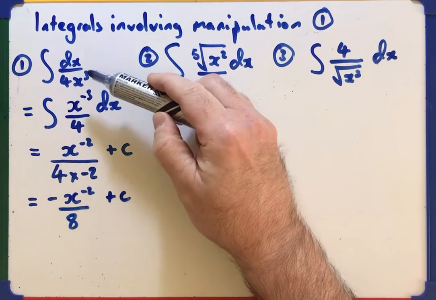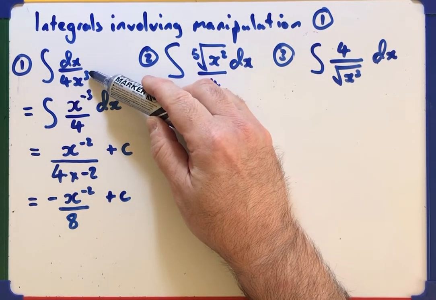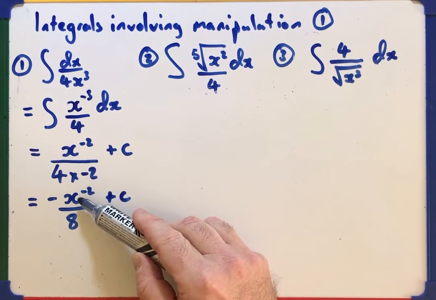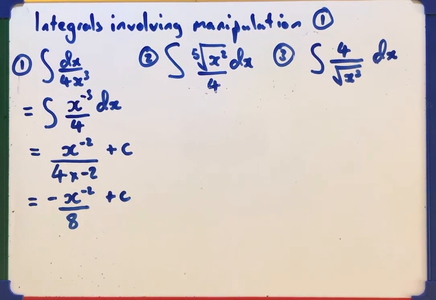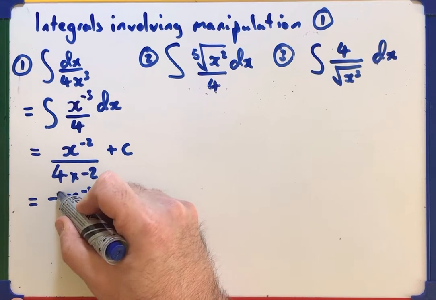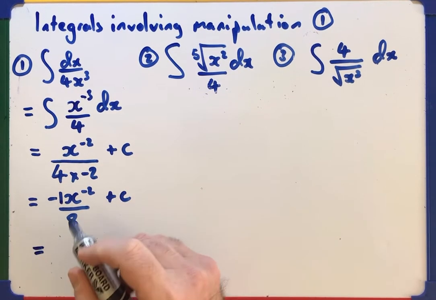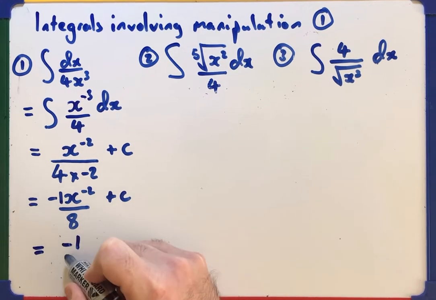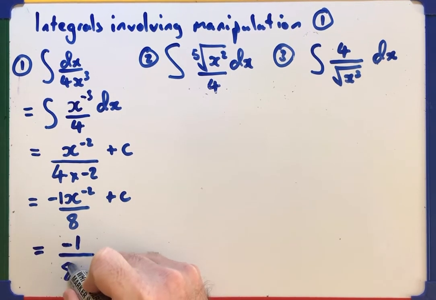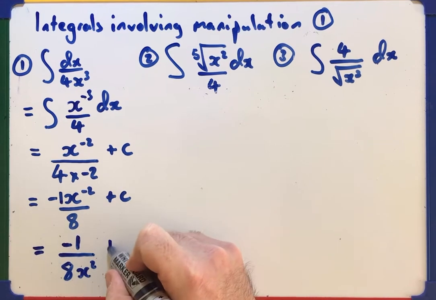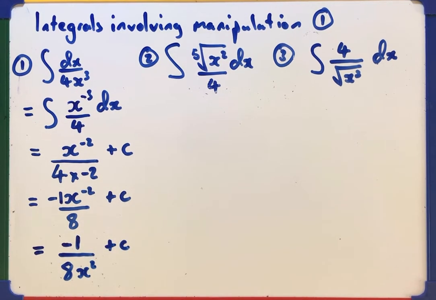But if I want to give it back in the same form I was given it, I need the x term to be on the bottom line with a positive index. Now, remember that minus x to the minus 2 really means minus 1 times x to the minus 2. So it's only the x term we are moving to the bottom line. So that would become minus 1 over 8x squared plus some constant of integration, c. And that would be the same form as we're given it. And that would be the question finished.